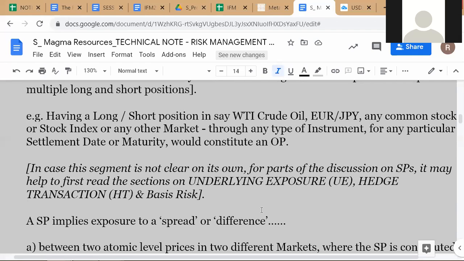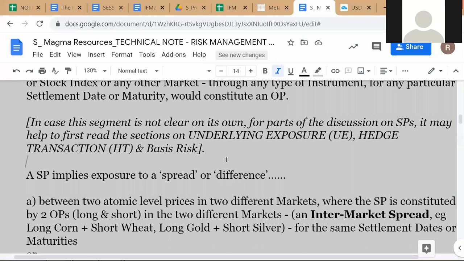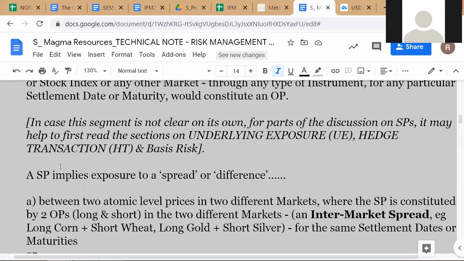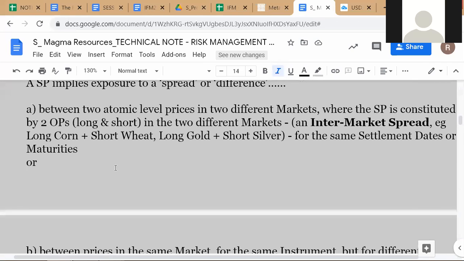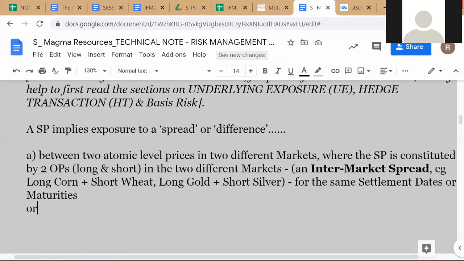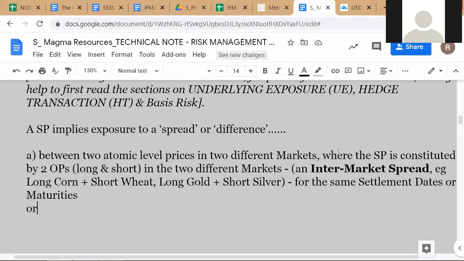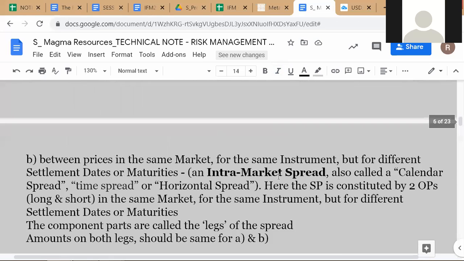You can read underlying exposure, hedge transaction, hedge and basis risk later if you want, in case this part is not clear. Now let's talk about spread positions. You have to understand there are two types of spread positions. You can have an intermarket spread or you can have an intra-market spread.